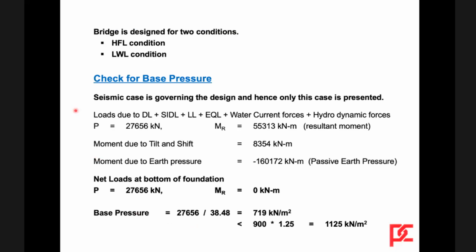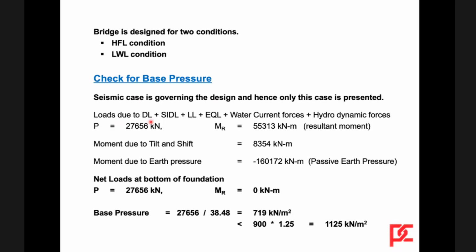The bridge is designed for two conditions: HFL condition and low water level condition. Sometimes the low water level condition also is checked, because scour level is less in low water condition, hence more seismic forces are attracted. That is also considered, and both HFL condition as well as low water level condition are designed. So for a typical set of all the calculations, this is what we get for the best seismic case, which is governing the design, and hence only this case is presented.